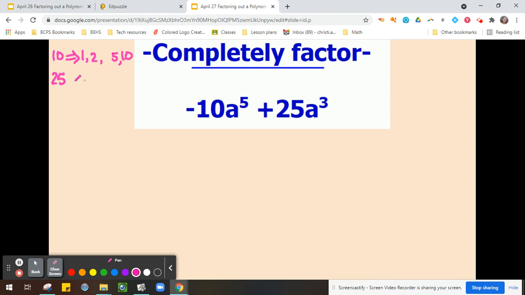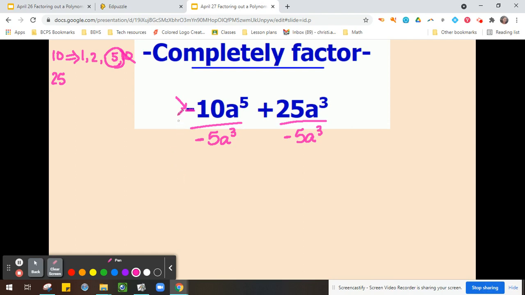So this is the list I'm going to think about. Will 10 go into 25? No. Will 5 go into 25? Yes. 5 is my greatest common factor. But because my leading coefficient is negative, my GCF is going to be negative 5. I'm also going to look at my A's. This one has 5 A's, 3 A's. So they both have at least 3 A's.